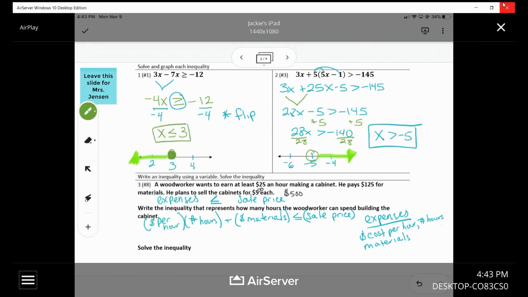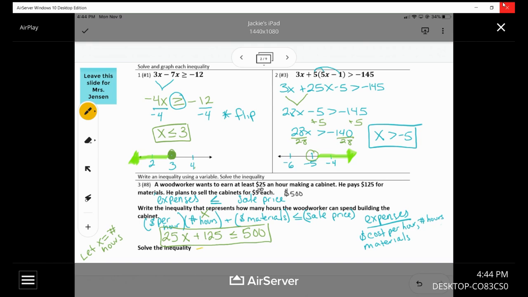Okay, so the only piece that we don't know is the number of hours. So that's what X represents. So now let's fill in what we do know. So $25 an hour times X number of hours plus the cost of materials. We want this amount to be less than or equal to $500. Okay, so now we go to solve. So that's our inequality that represents the woodworker's situation.